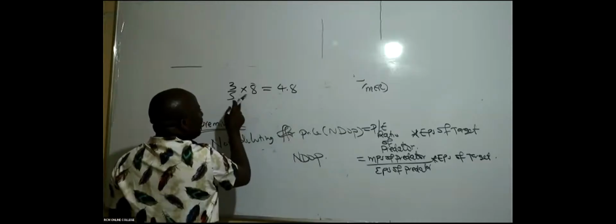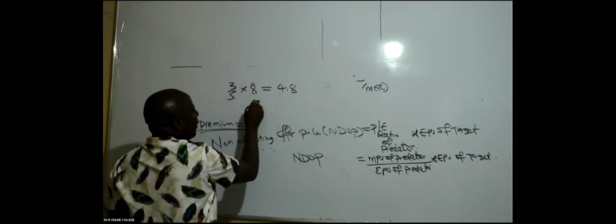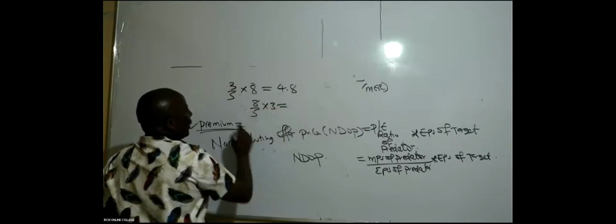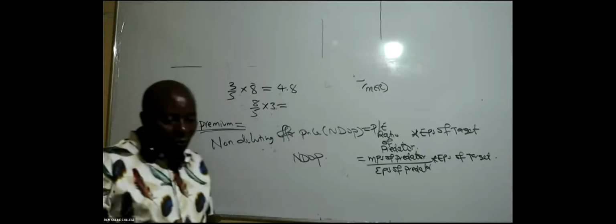Now, will this answer be the same if I were to swap the numerators? If, for example, I was to talk of 8 over 5 times 3, will I still get 4.8? Thank you so much.